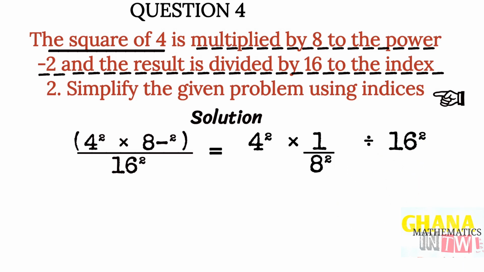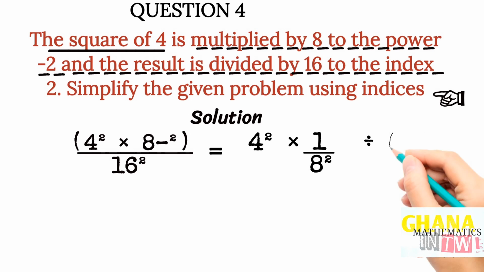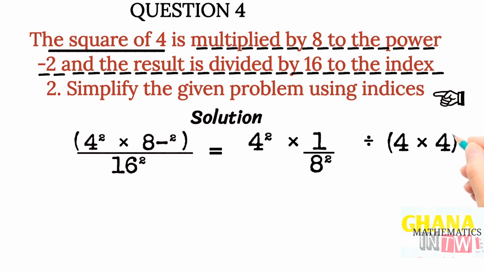And 16 is the same as 4 times 4. So we can even change this 16 and write 4 times 4 all square. The 4 times 4 represents 16. We have 2 4s, so I can write 4 square instead of 4 times 4. The 4 is the base, the 2 is the power.